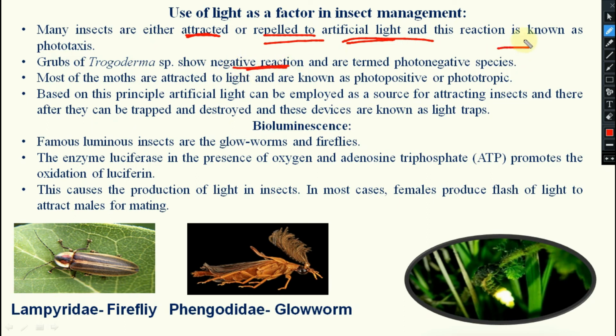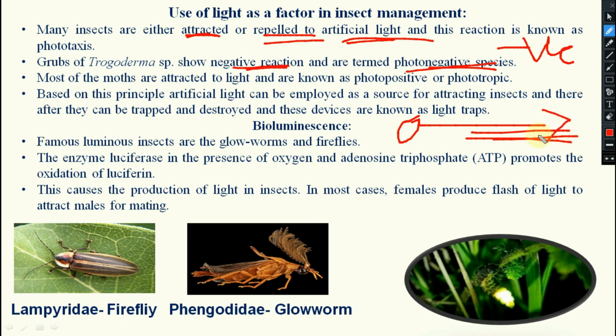Next, you see grubs of Trochoderma show a negative reaction. That means these are negatively phototropic insects, and are termed photonegative species. So what can we do? Put the light so that the insects will go away. This is one type of management. Next, most of the moths are attracted towards light. That means they are positively phototropic, that means photopositive species. What can we do? Put the light. They will come. Now kill them. Anyhow, we can use it for management.